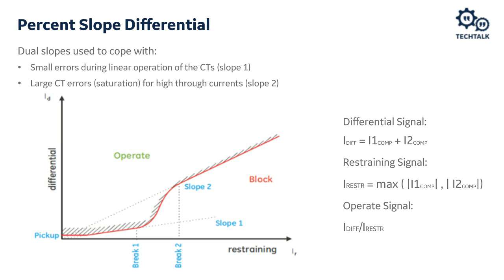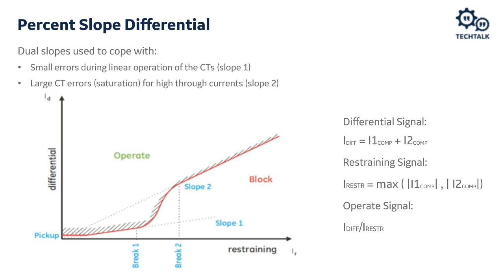So the x-axis is the restraint current and the y-axis is the differential current. If our ID to IR ratio falls below the curve, we do not operate. If it falls above the curve, we operate. And just to note, in older relays, you might only find one slope. In newer relays, you'll usually see two different slopes.